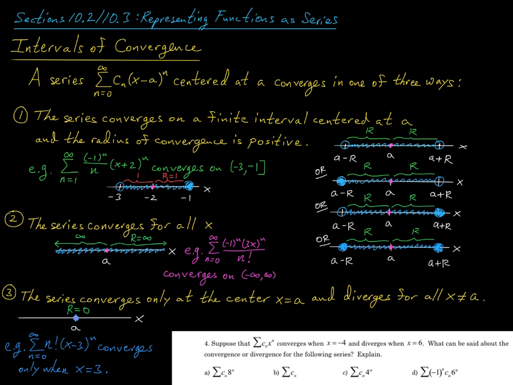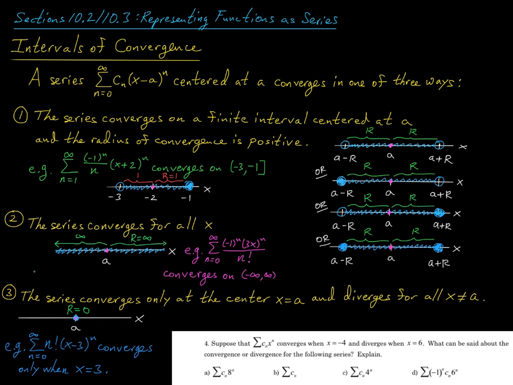Now the second way a series of this form can converge is where the series converges for all x. We saw that with this example, where we're summing (-1)^n times (3x)^n over n factorial. We found that this series converges for all x. Note that here, the radius of convergence r is infinite.